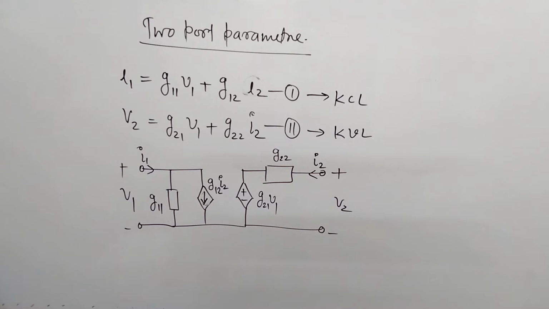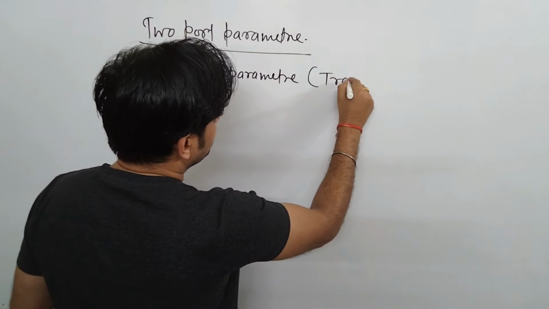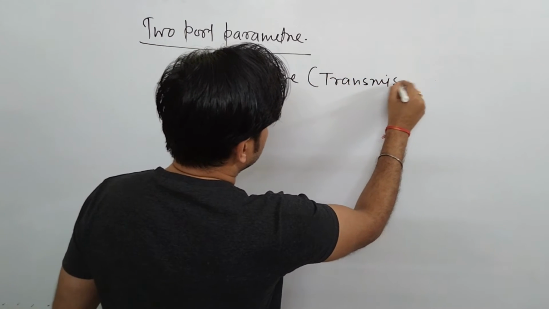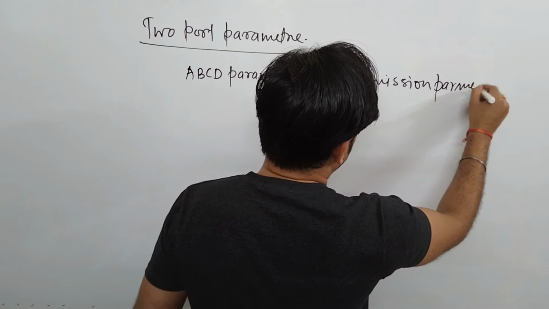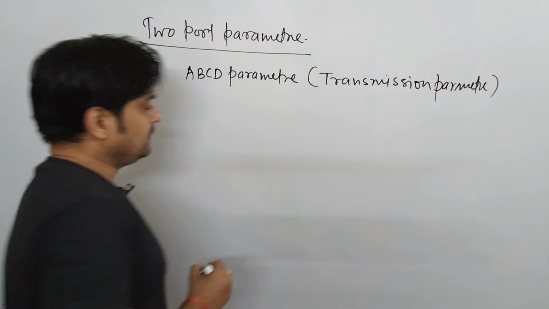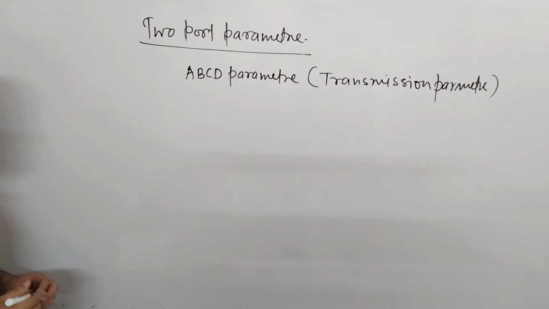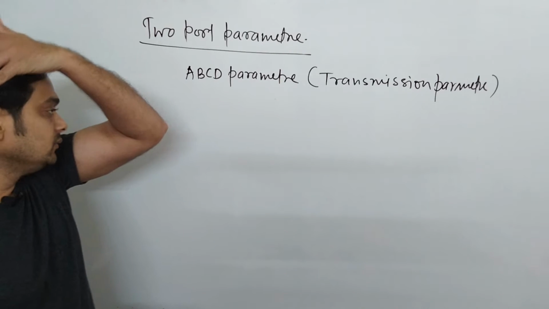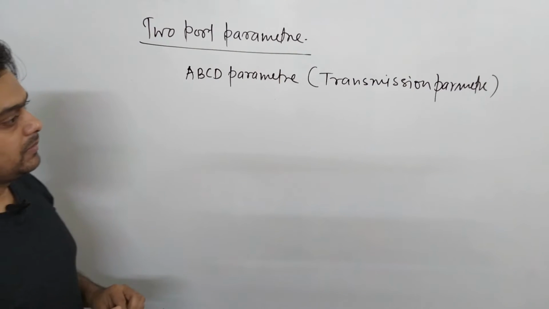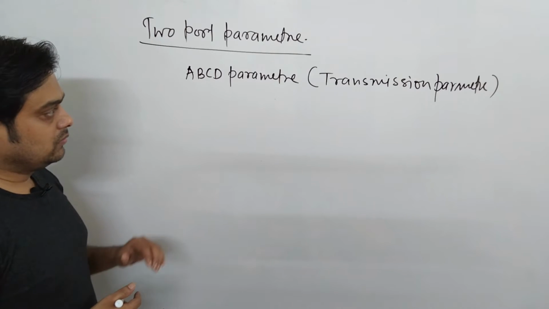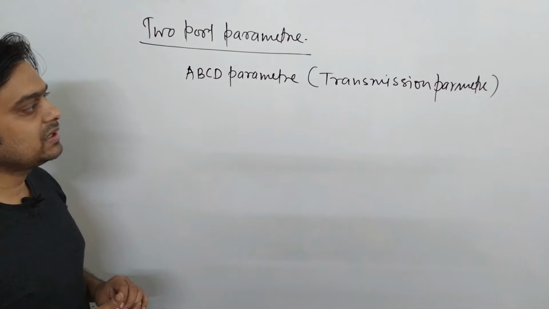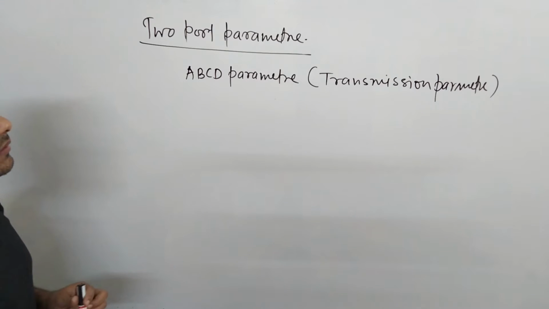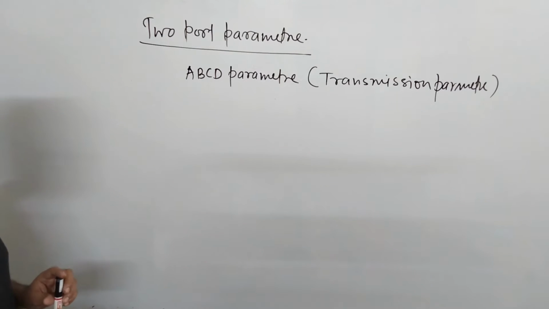Now if you apply KCL at this node and KVL at this node, you can easily get the answer. It is also referred to as transmission parameter. You will find the application of these parameters in transmission lines. In your microwave subject, you learn about the transmission lines. There you will find the ABCD parameter concepts are used. So it is basically for transmission line.